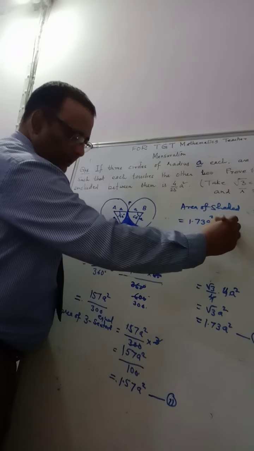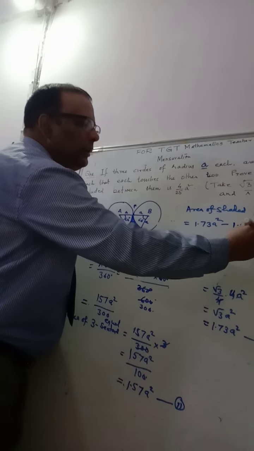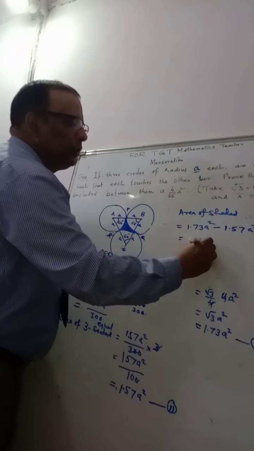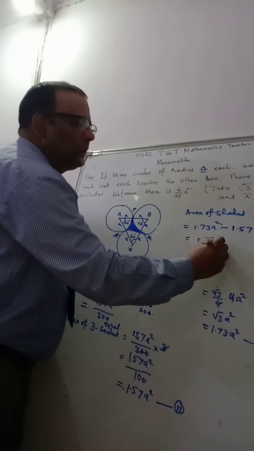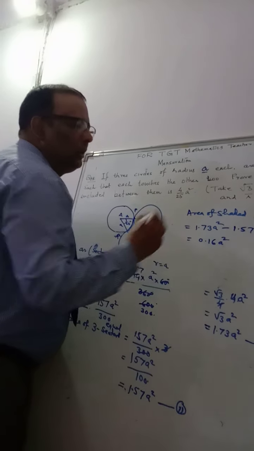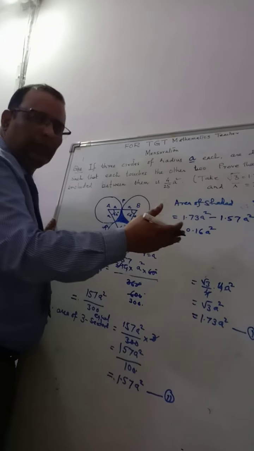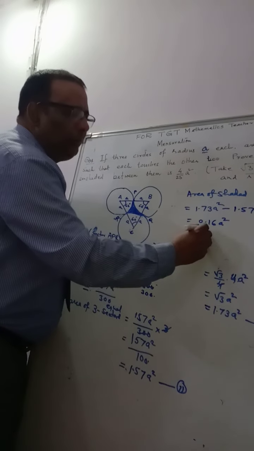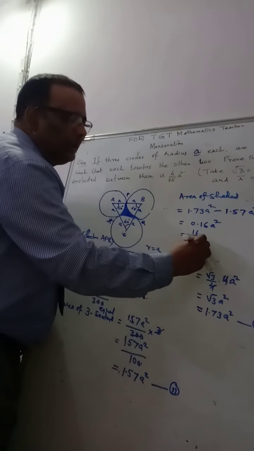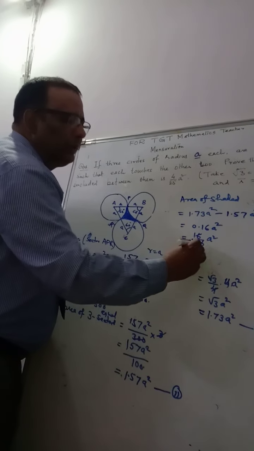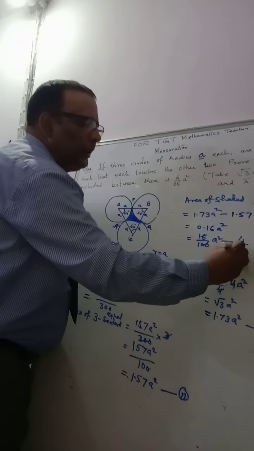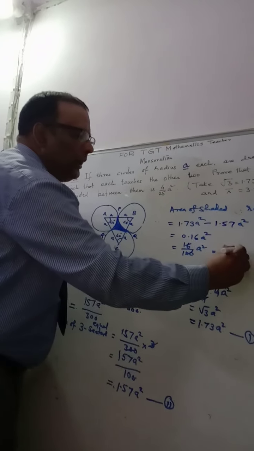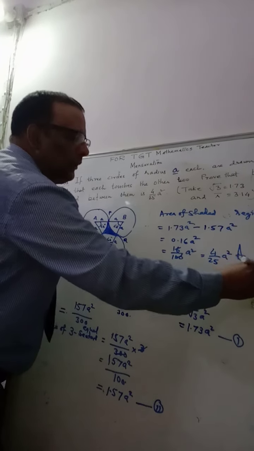1.57 a square, so it is equal to 0.16 a square. Now we will again convert it into fraction form, or rational number form, so we will cancel out, it is 4 by 25 a square. This is to be proved, so this is our answer.